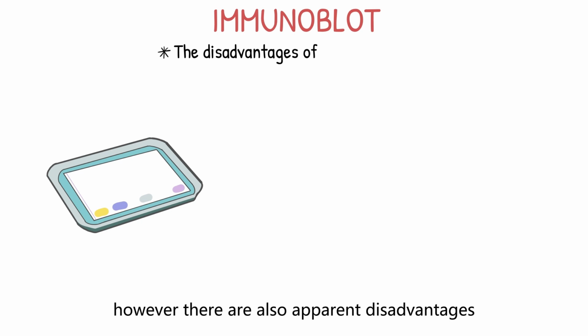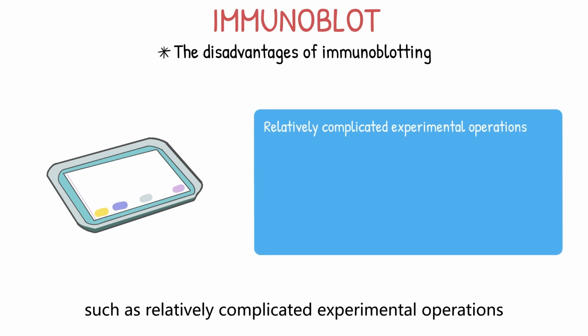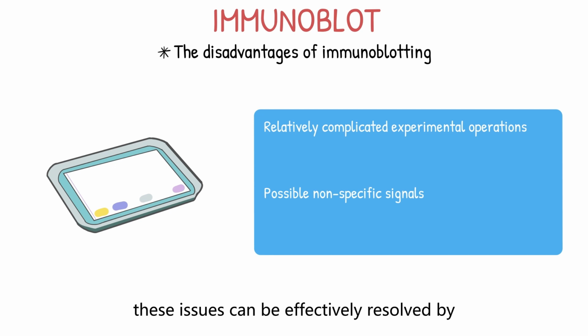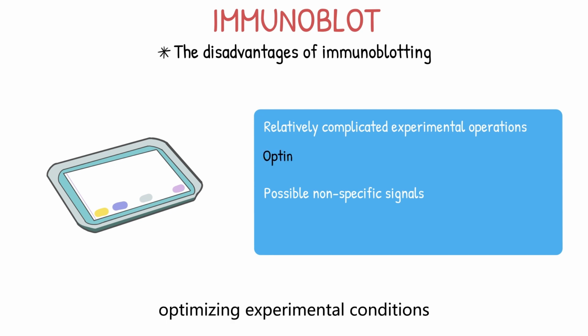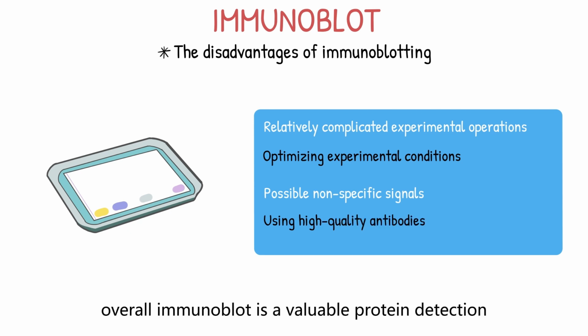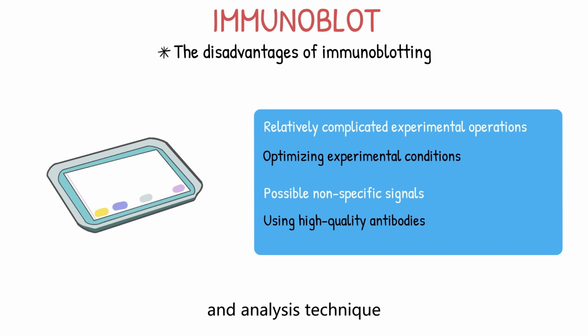However, there are also apparent disadvantages, such as relatively complicated experimental operations and possible non-specific signals. Nevertheless, these issues can be effectively resolved by optimizing experimental conditions and using high-quality antibodies. Overall, Immunoblot is a valuable protein detection and analysis technique.